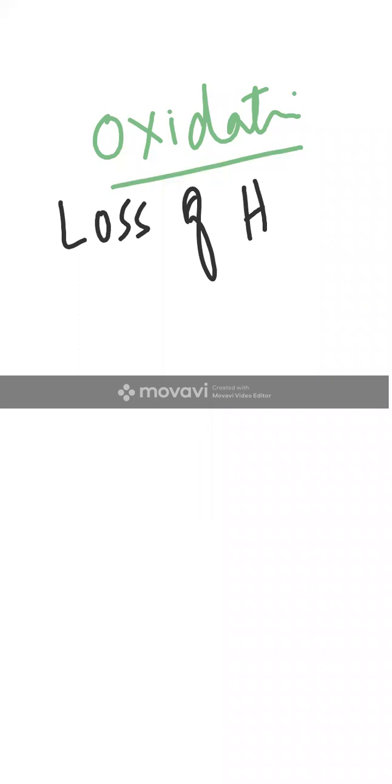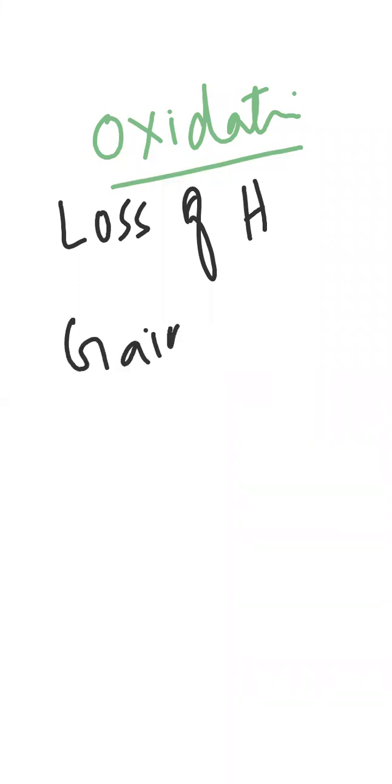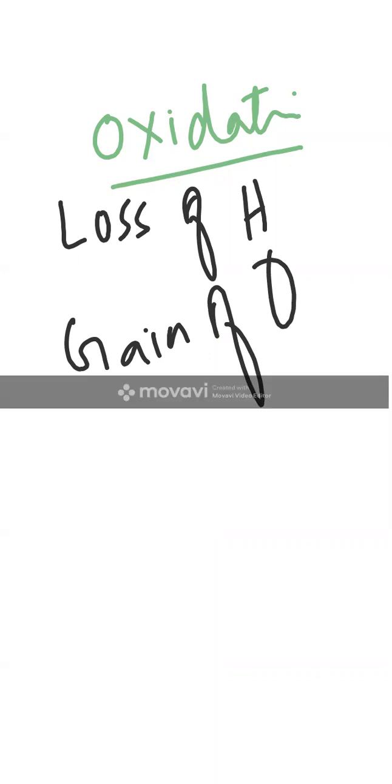Oxidation means loss of hydrogen. Gain of oxygen is oxidation. You can see if something is gaining oxygen or if something is losing hydrogen. These are the hydrogen and oxygen.